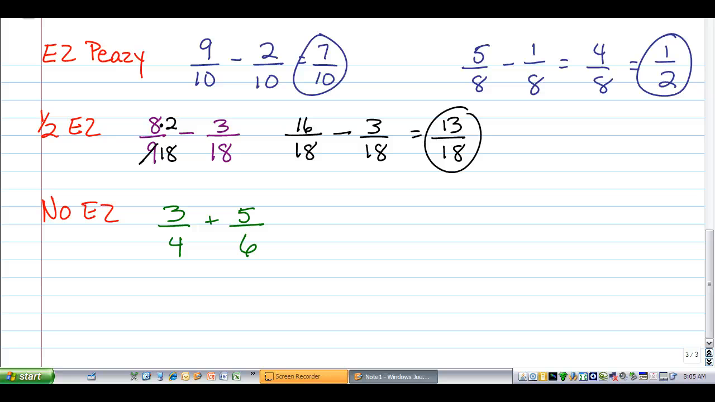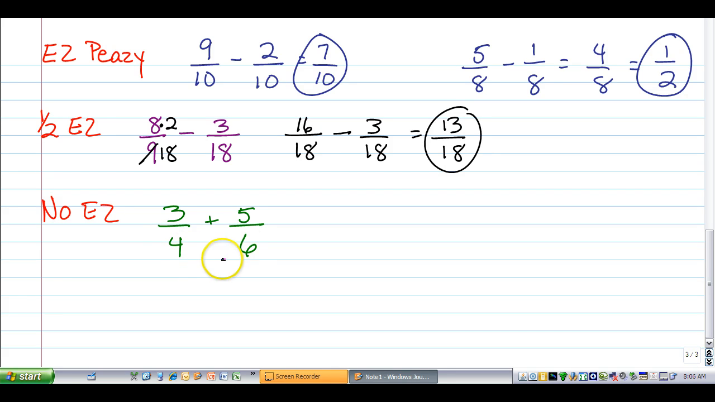All right, so when I see a fraction, I first look at it. Are the denominators the same? No, so it's not an easy peasy. Is it a half easy? Can I take one of these denominators and make it turn into the other one by multiplication? Nope, 4 times nothing's going to give me 6. 6 times nothing is going to, I can't do anything, can't do that to get 4. So that means it's a no easy. I have to find a common denominator, which means I have to find the least common multiple.